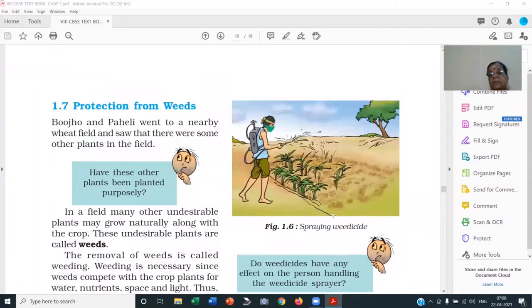I hope you understand. In this video session, in agricultural practices so far we have completed preparation of soil, that is turning and loosening of the soil, sowing the seed by the traditional method and mechanically using a seed drill, then manure and fertilizer, then irrigation, then protecting from weeds. I hope you understand.